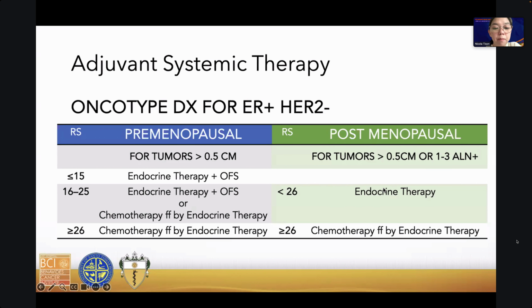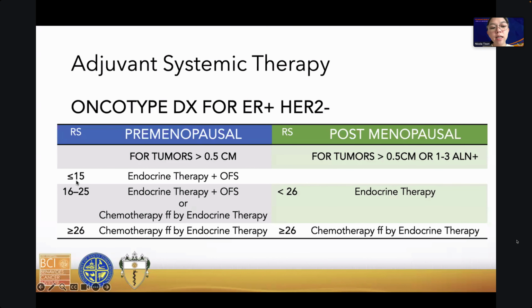give endocrine therapy. For premenopausal women, it's different. So for those who have a recurrence score of 16 to 25, there is still some benefit to the chemotherapy. Although they couldn't tell, is the benefit because of the chemotherapy effect, or is it really just the effect of the chemotherapy on the ovaries? And so in these patients, usually I would recommend still chemotherapy. But if the patient refuses, then we may give endocrine therapy with ovarian suppression.